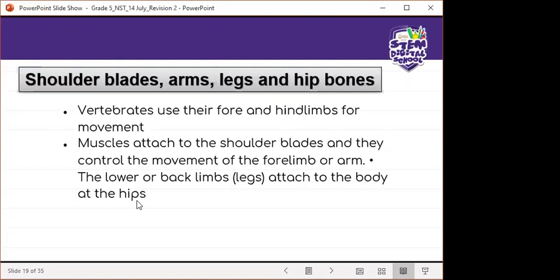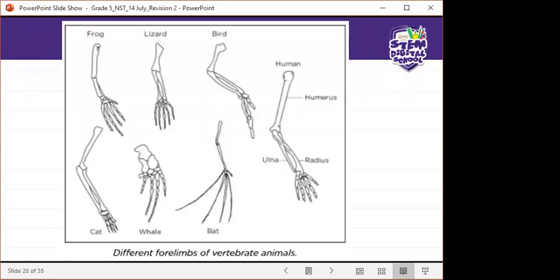Then the lower and back limbs or legs attach to the body at the hips. Here we have examples of limbs in different animals. Limbs of a frog look something like this, and the limbs of a lizard look something like that. These are limbs of a bird, and here we have limbs of a human being. The upper limb here in the hand is called the humerus, and the lower limb is called the radius and the ulna. Remember, you guys do not need to know this. And then here we have the limb of a cat, whale, and bat.